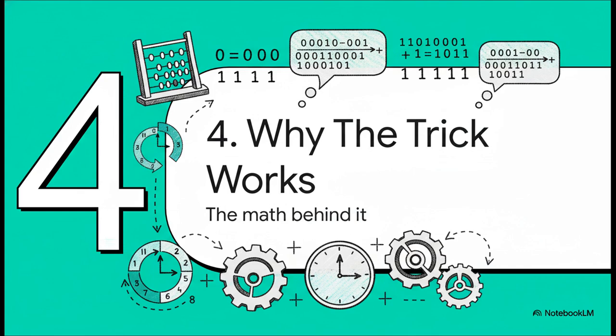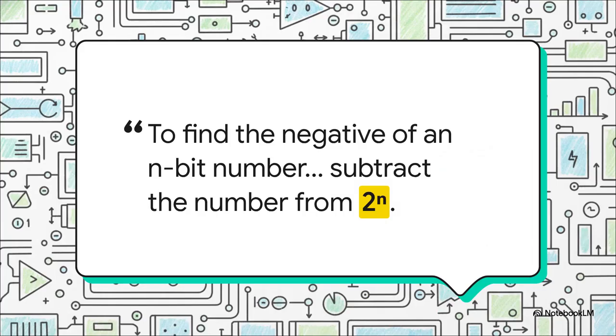Why does flipping bits and adding 1 magically transform a subtraction problem into an addition problem? Well, the reason is actually rooted in some pretty elegant math. This is a great way to think about it. It's a bit like the odometer in an old car. You know, when it rolls over from 99,999 back to 00000, it's basically doing a kind of wraparound math. Two's complement uses a similar idea. To find the negative of a number, it's like just subtracting it from a huge number that's just beyond what the system can even hold.